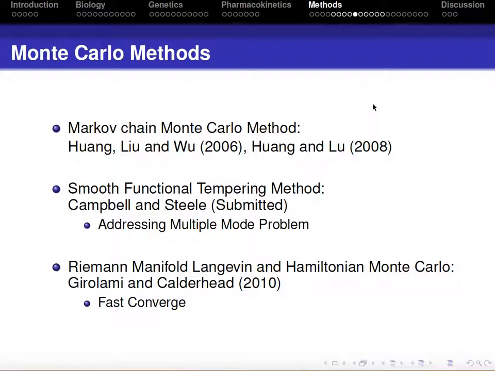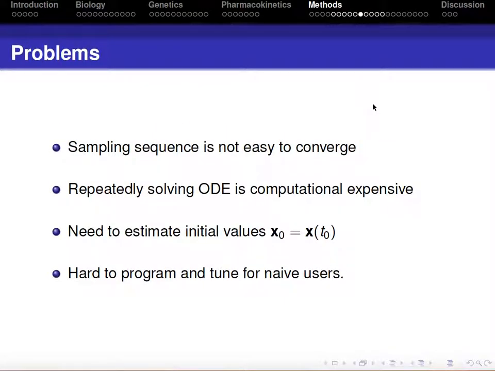There's another method called Riemann manifold Langevin and Hamiltonian Monte Carlo methods. Their idea is to use gradients to help search for the optimal ODE parameters, and they converge faster than the MCMC method. These are some popular Monte Carlo methods used to estimate ODE parameters.